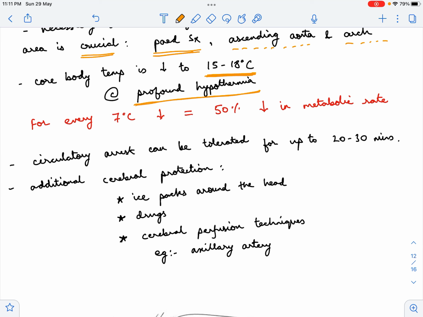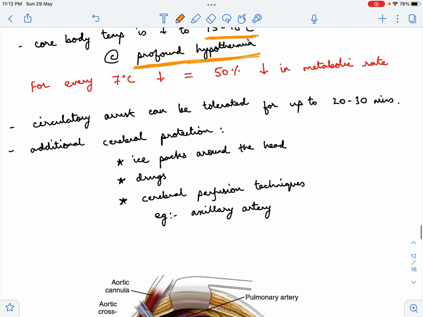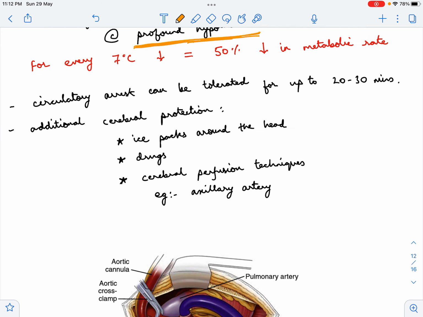Some of these Indian examiners are very fond of terms. So they will ask you what is the temperature. Profound just means deep, but because it is mentioned in Bailey and Love, it becomes a question. So the question is, what is profound hypothermia? What is the temperature? This profound hypothermia is 15 to 18 degrees Celsius. So you can decrease the body temperature up to 15 to 18 degrees Celsius. Now for every 7 degrees Celsius decrease in body temperature, your metabolism decreases by 50%.